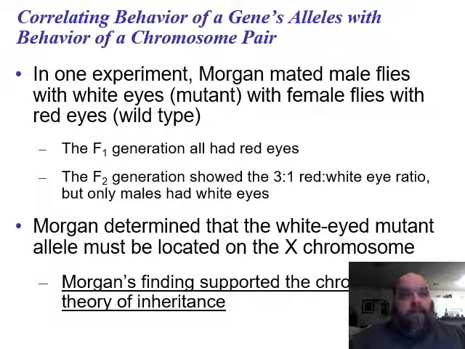This does not compute. For if it was truly Mendelian genetics, you should still see the 3 to 1, 75% red eye, 25% white eye. But that 25% white eye should be 50-50, equal distribution, male to female. But it wasn't. In the F2, all females were red eye. Only half the males were white eye. How do we explain this?